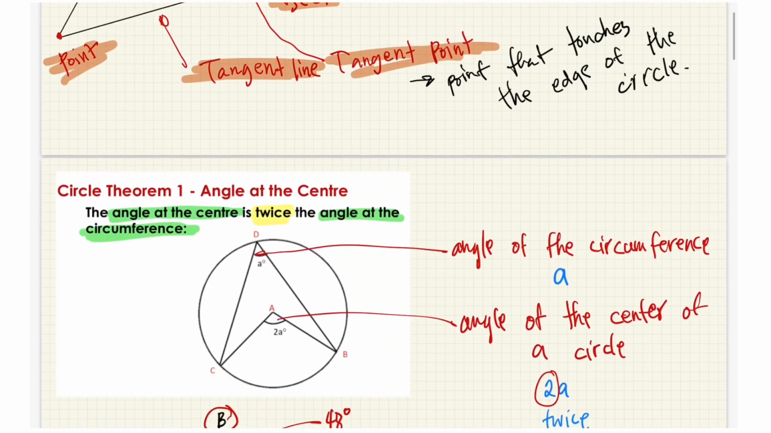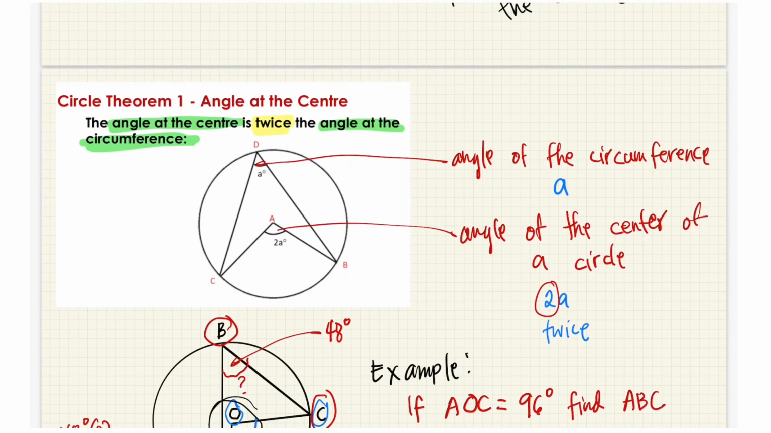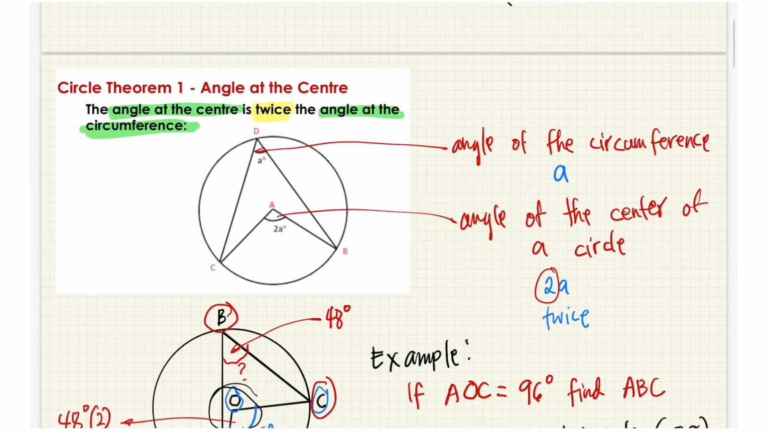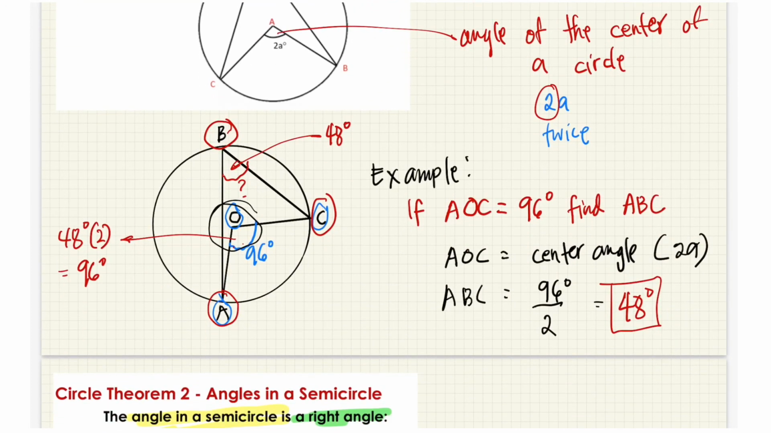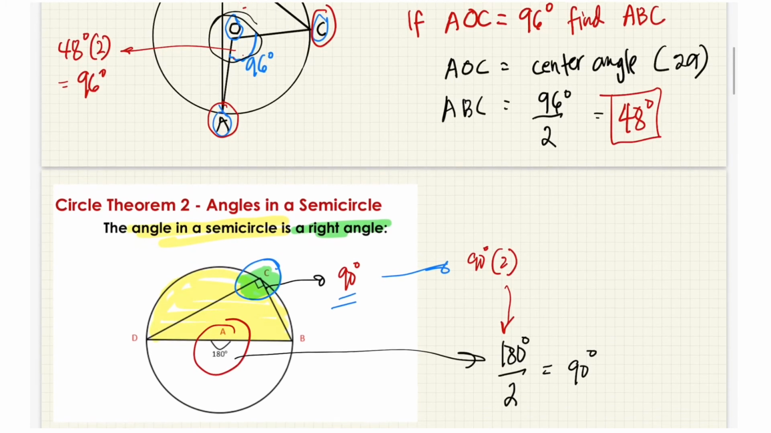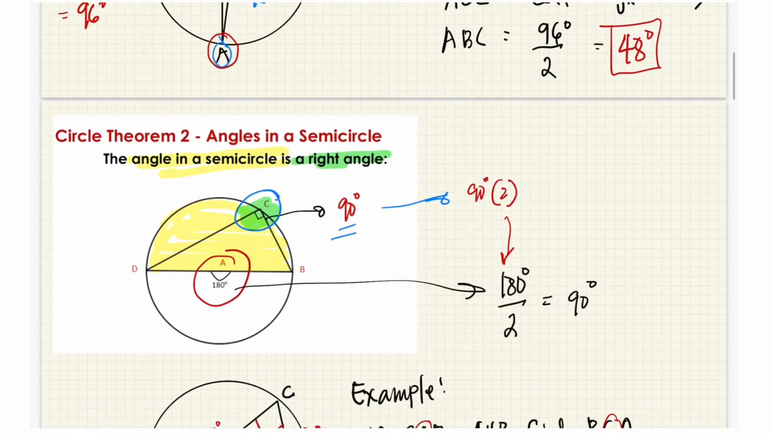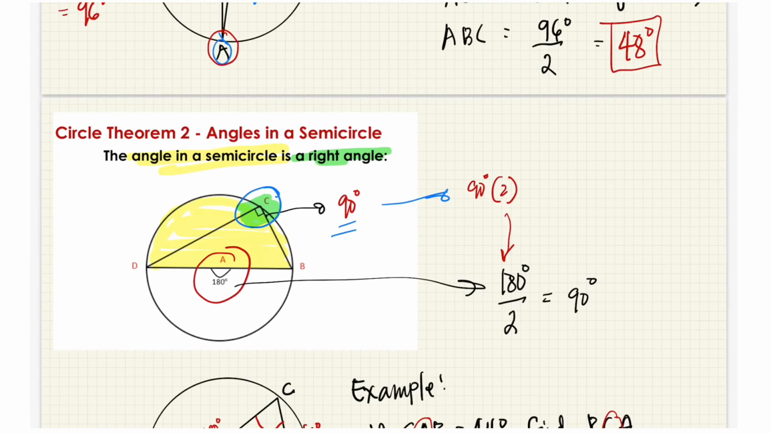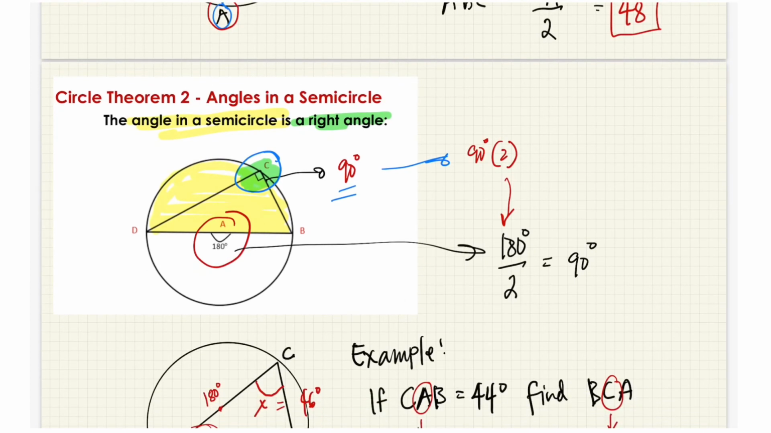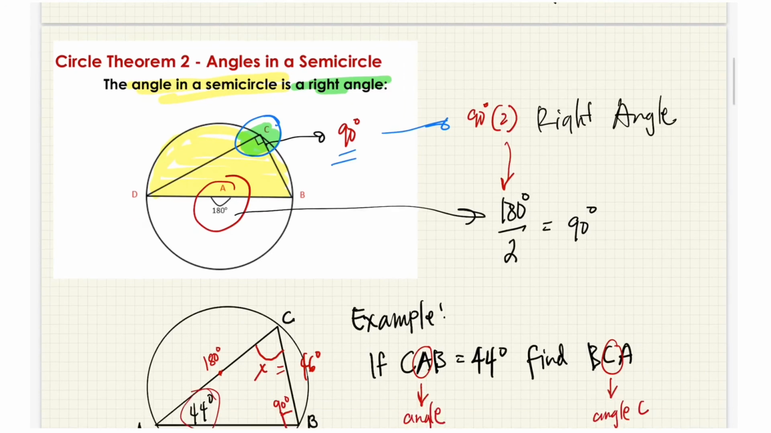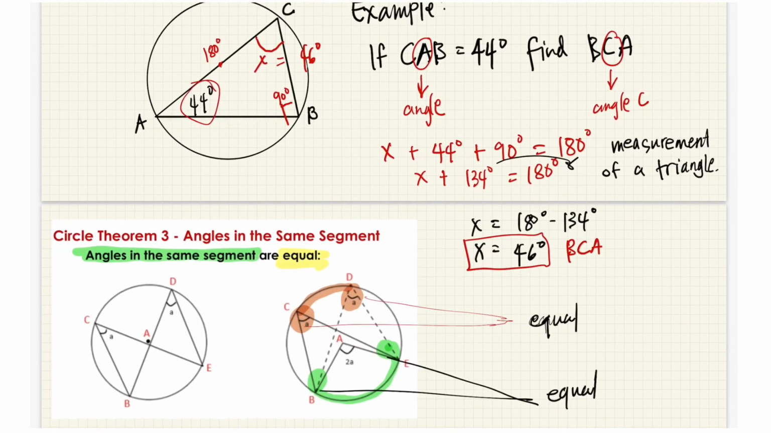Next, the first circle theorem is the angle at the center. Remember that the angle at the center is twice the angle at the circumference. I hope it is clear. The second theorem is angles in a semicircle, which gives us a 90 degree angle, or a right angle. The next theorem is angles in the same segment. They are in the same segment, so they are equal.